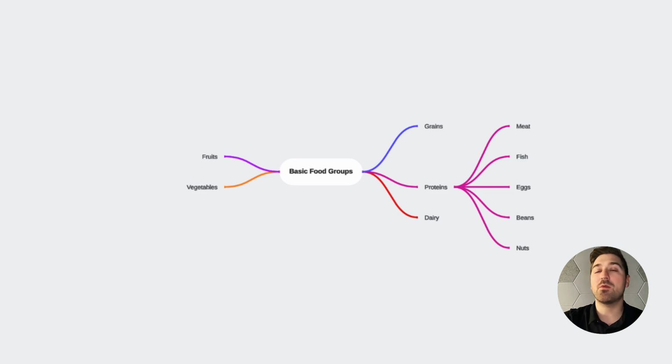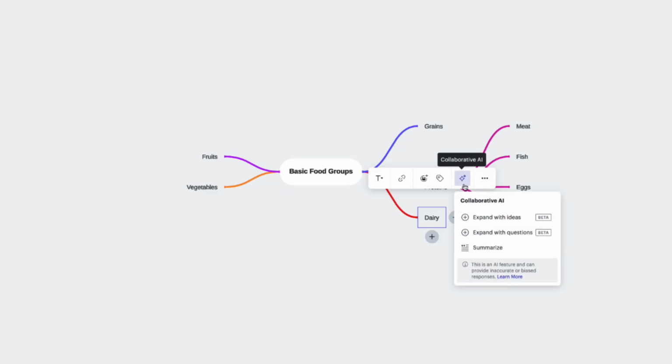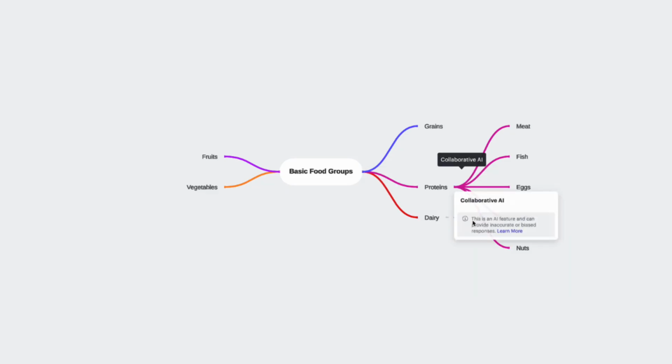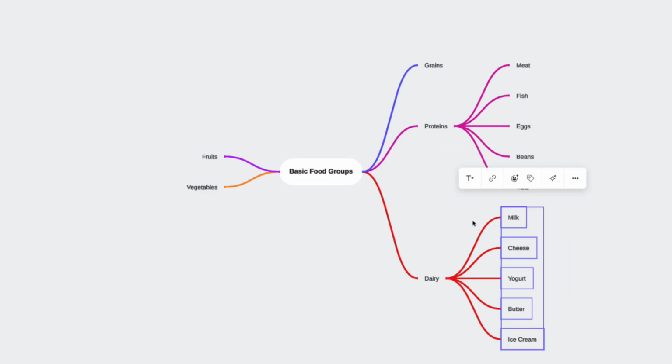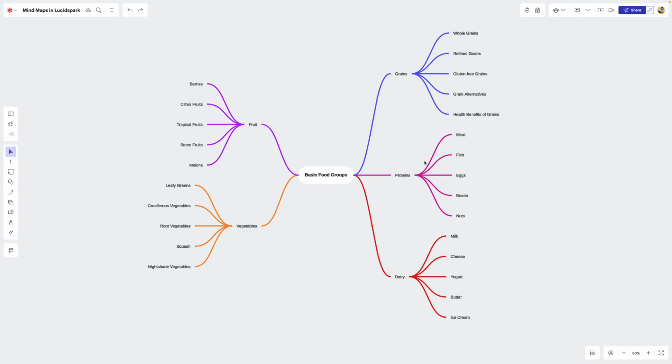And if we ever feel like we're starting to slow down, we can leverage Lucidspark's collaborative AI to keep us moving forward. For example, we can select our dairy topic, navigate to the collaborative AI button, and then select Expand with Ideas. Within seconds, Lucidspark will generate subtopics for us, helping break down dairy even faster than my stomach can. Okay, so now we're able to see the big picture. We have an idea that's broken down into topics that are broken down into subtopics.